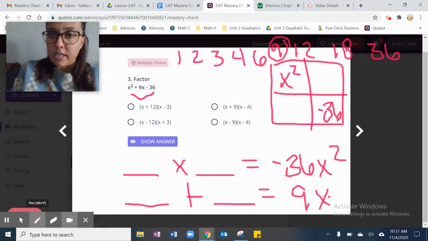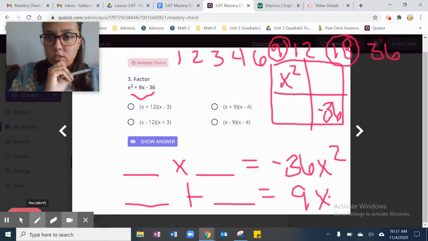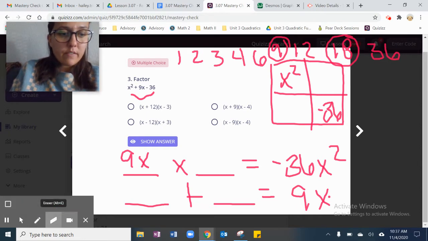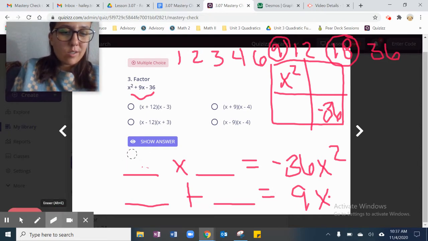So I'm thinking 9 and 18, right? Because those are 9 apart. So let's see if that works. 9 times 18. No, that's not going to give us 36. So that's not the right one.